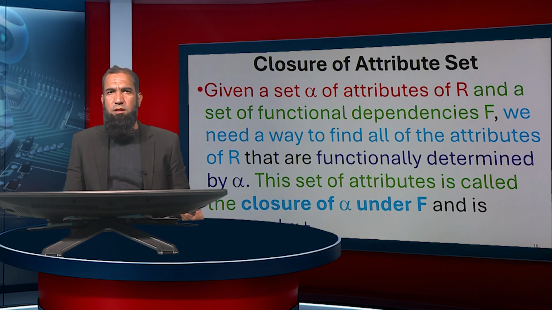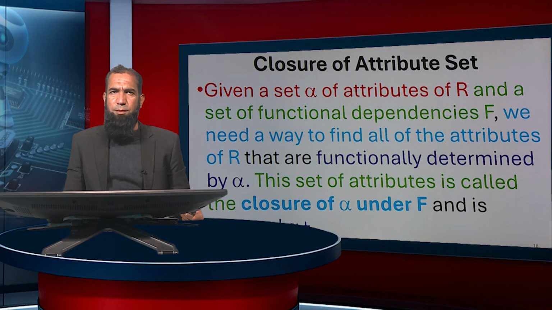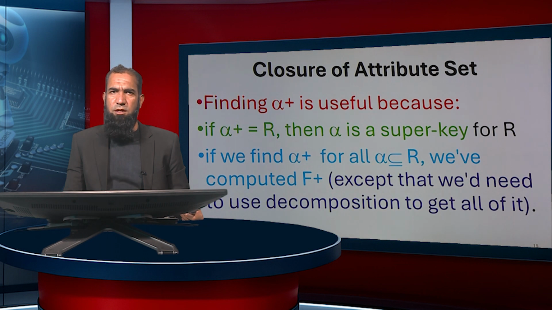Now let's define the closure of an attribute set denoted as alpha plus. Suppose we have a relation R and a set of functional dependencies F. The closure of alpha under F, written as alpha plus, is the set of all attributes in R that can be functionally determined from alpha using the dependencies in F. In other words, alpha plus tells us everything that can be derived from alpha based on the given functional dependencies. We will use this concept often to identify keys and analyze dependencies.